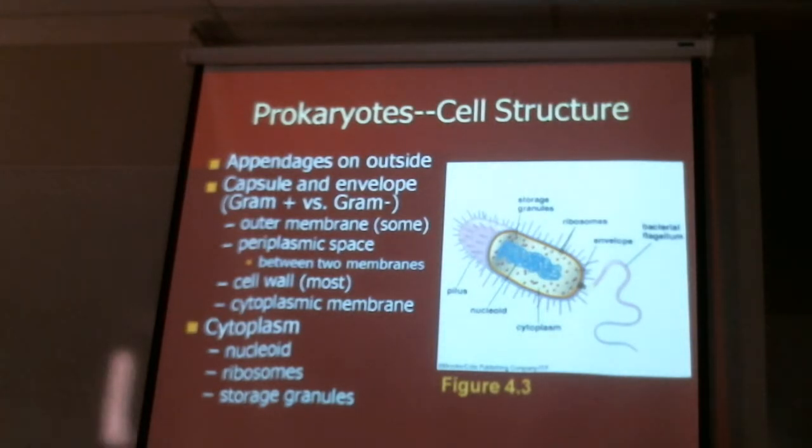They might have something called a capsule. A capsule helps to protect that organism from phagocytosis. It's a type of glycocalyx, which I have another slide on as well, so you don't have to write real fast during this. The cellular envelope varies between the gram-positive and the gram-negative.